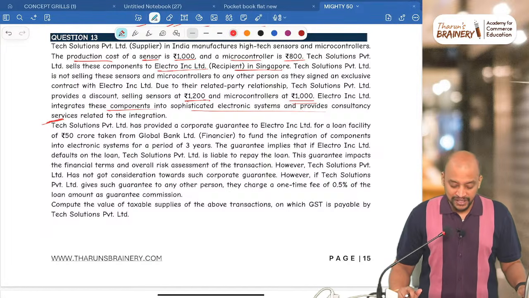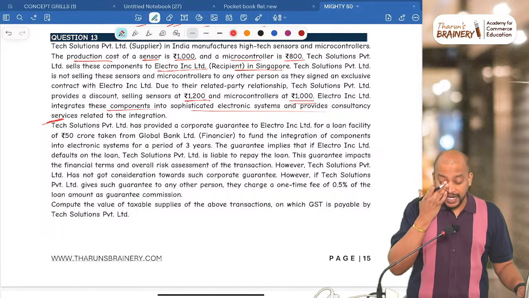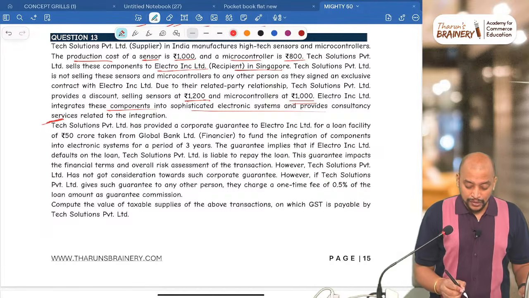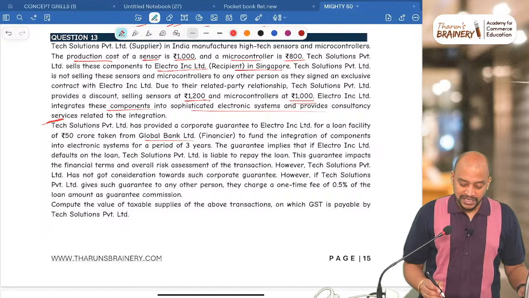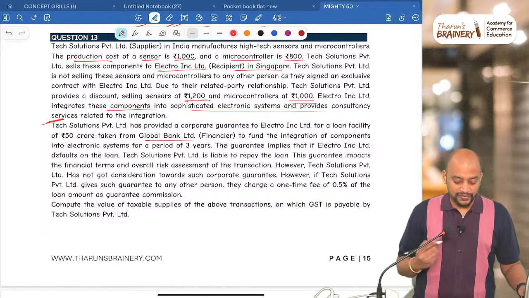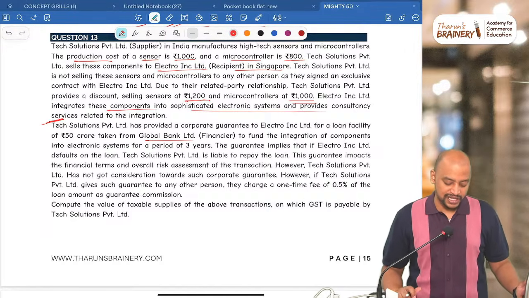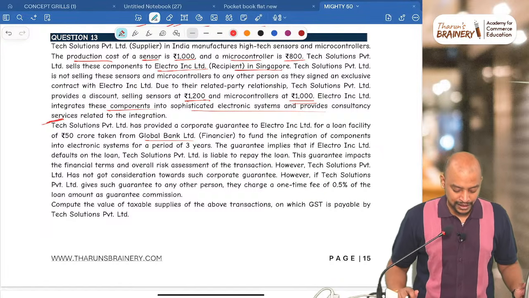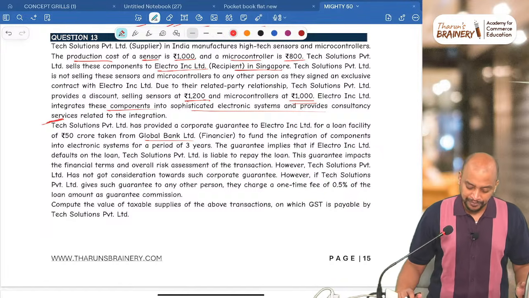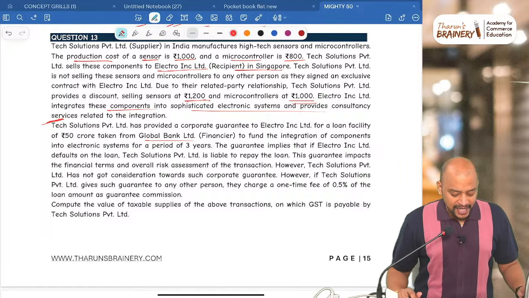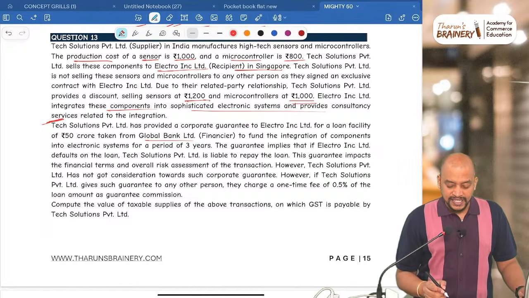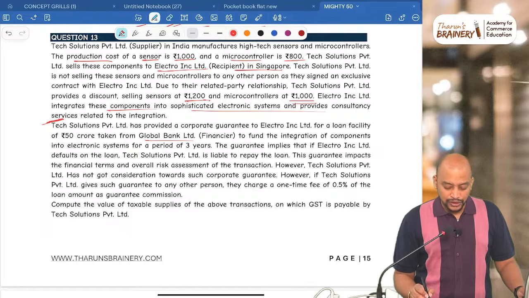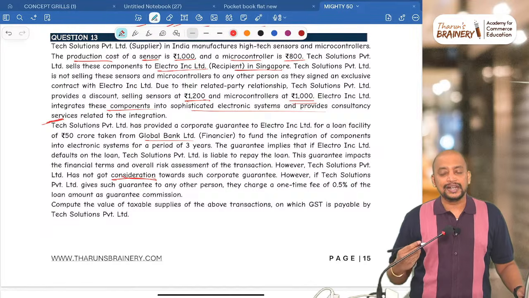Tech Solutions Private Limited has provided a corporate guarantee to Electro Incorporation for a loan facility of 50 crore taken from Global Bank Limited, financier, to fund the integration of components into electronic systems for a period of 3 years. The guarantee implies that if Electro Incorporation defaults on the loan, Tech Solutions Private Limited is liable to repay the loan. This guarantee impacts the financial terms and overall risk assessment of the transaction. However, Tech Solutions Private Limited has not got consideration, so it's a related party.